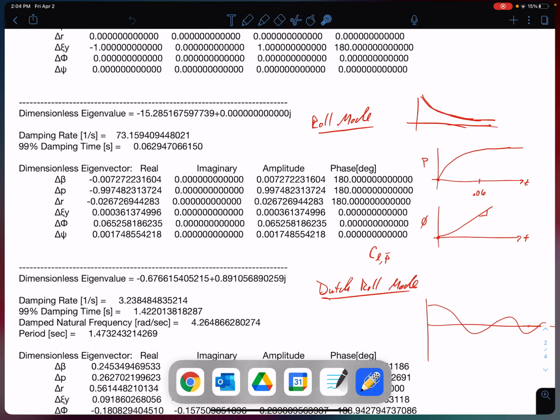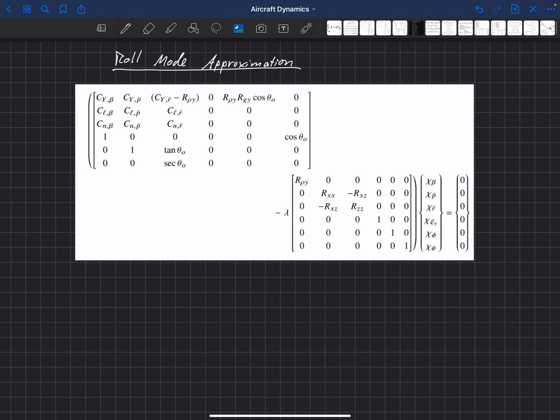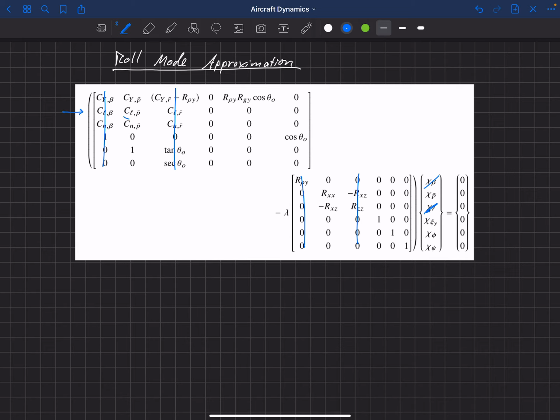So what we're going to do here is assume that we can neglect beta and r. What that does is it knocks out our dependency on these two columns here in our eigenproblem. Okay, so we're basically saying those two columns don't really matter. And so what's left, actually, this second row now just simplifies. We've got a CL P bar, an RXX, and a chi of P bar.